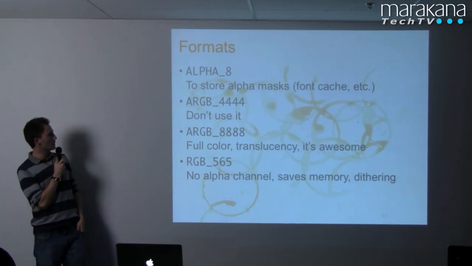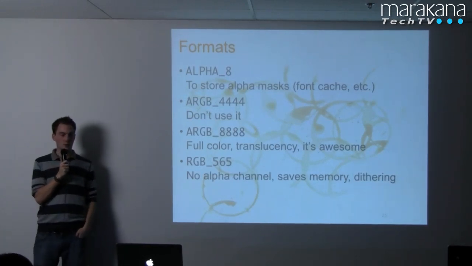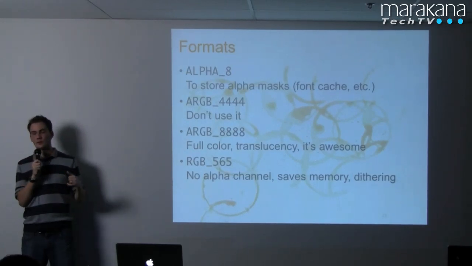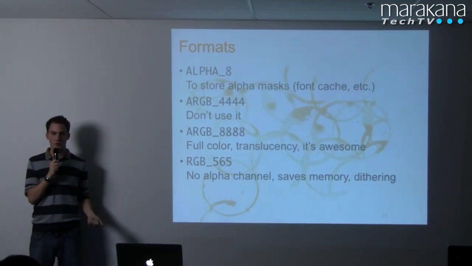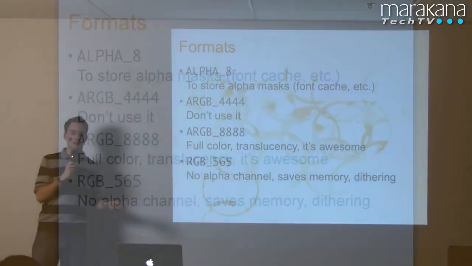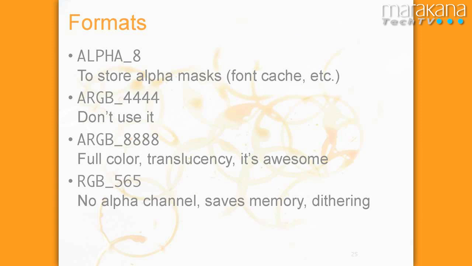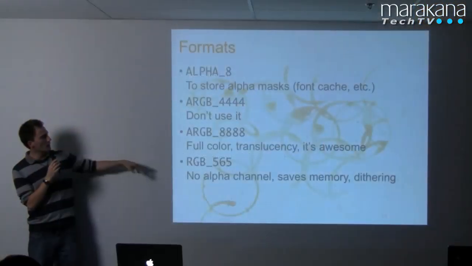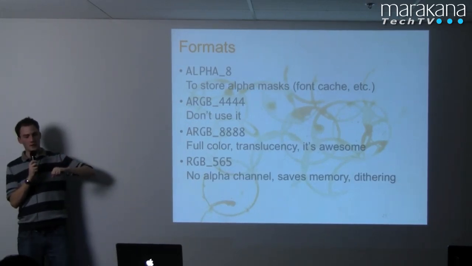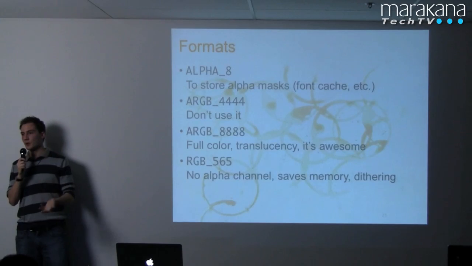ARGB4444, as this pretty name indicates, it supports alpha, red, green, and blue, and each one of the components is stored on 4 bits. So you have no precision, and it looks like crap. Don't use it. ARGB8888, that's a good one. Full ARGB 32 bits that you're probably familiar with. You have translucency. It takes twice as much RAM as the last one, but it's the only one you should use if you need transparency.